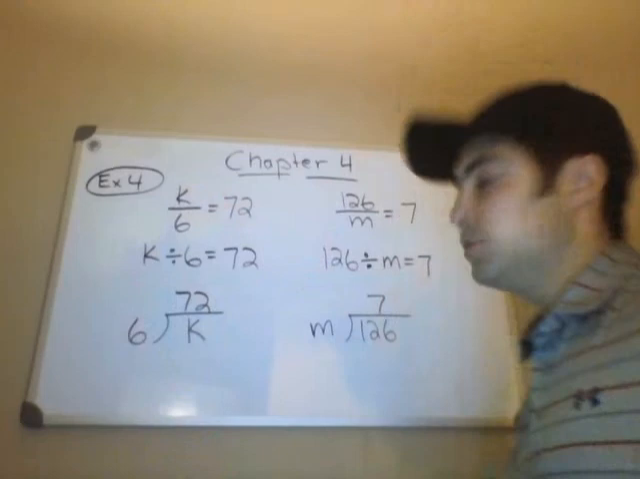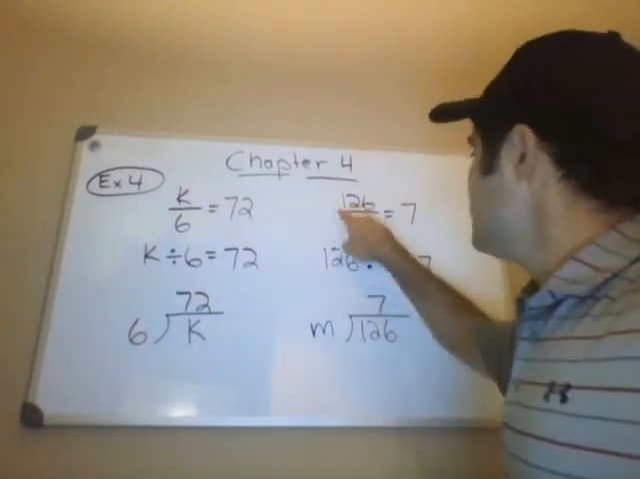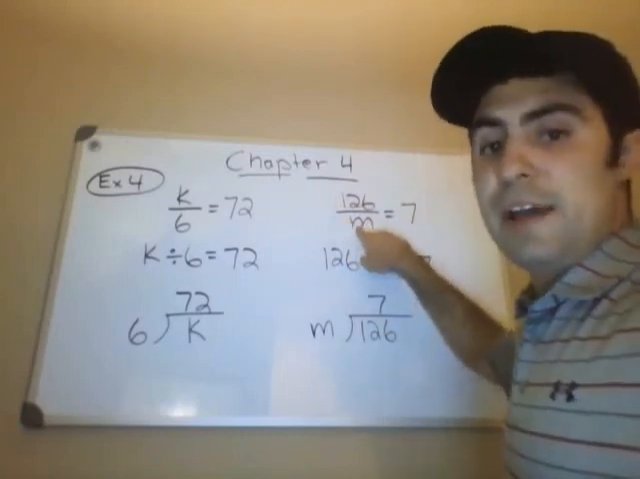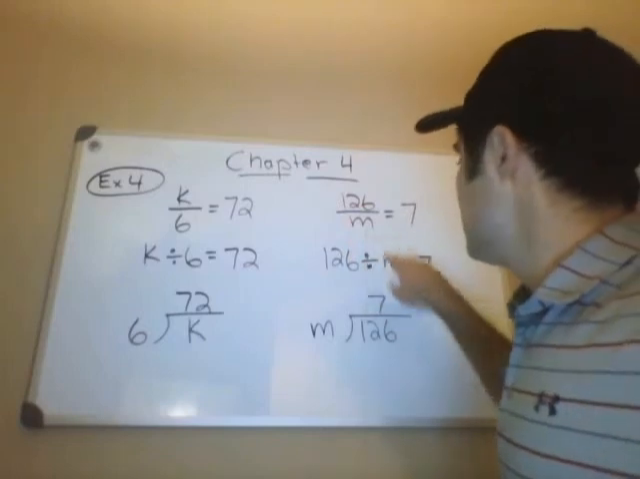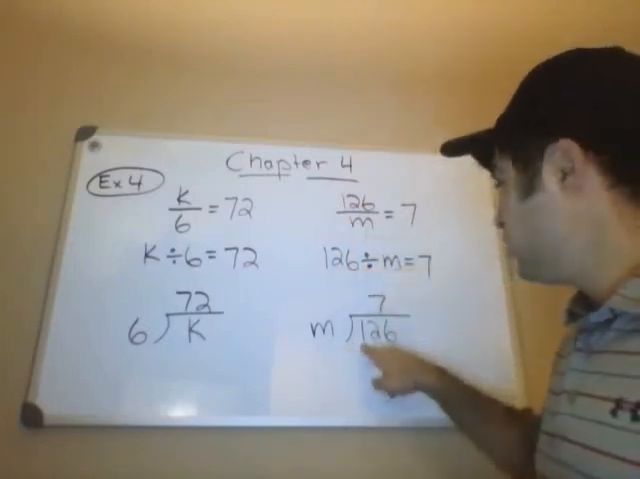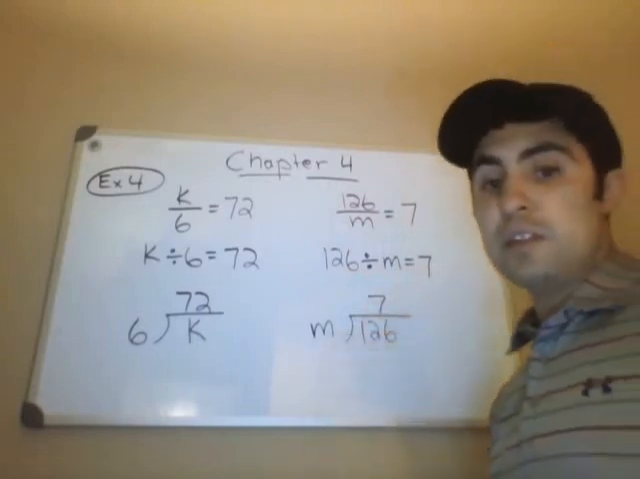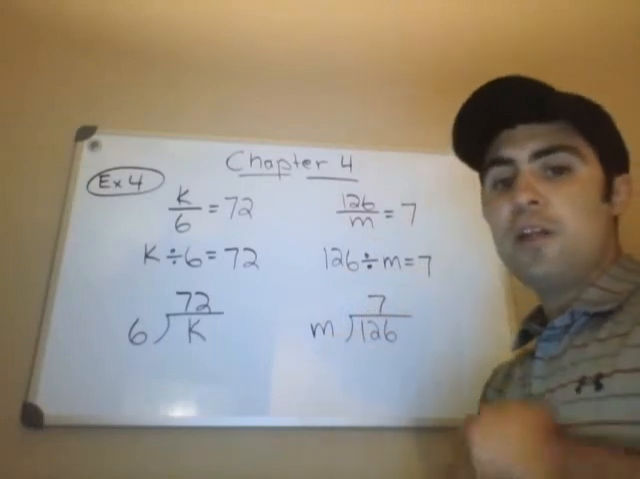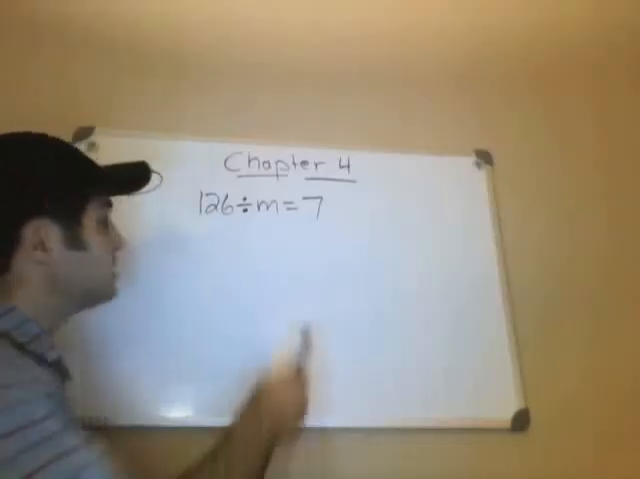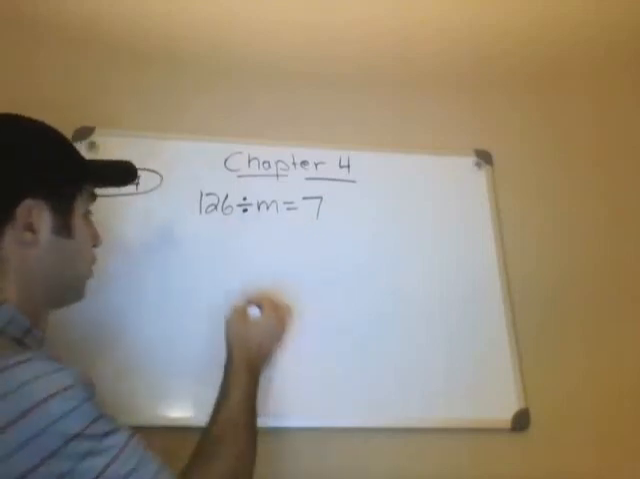But when we're doing a division problem and the divisor is missing, 126 divided by m equals 7. M is the missing number, and that happens to be the divisor. The divisor is missing. When the divisor is missing, we do the problem a little bit differently. Instead of multiplying 7 times 126, we're actually going to divide those.